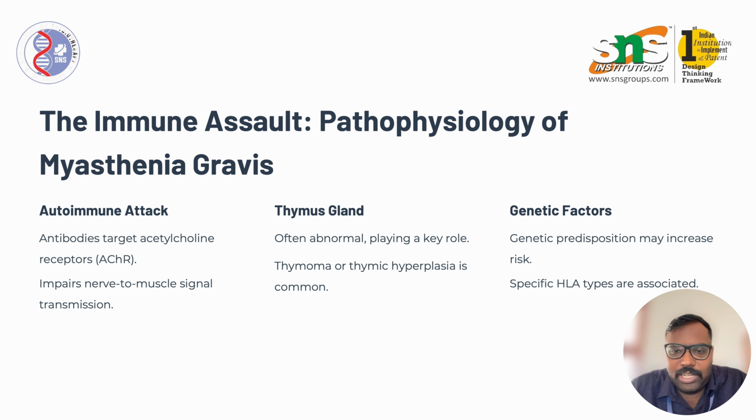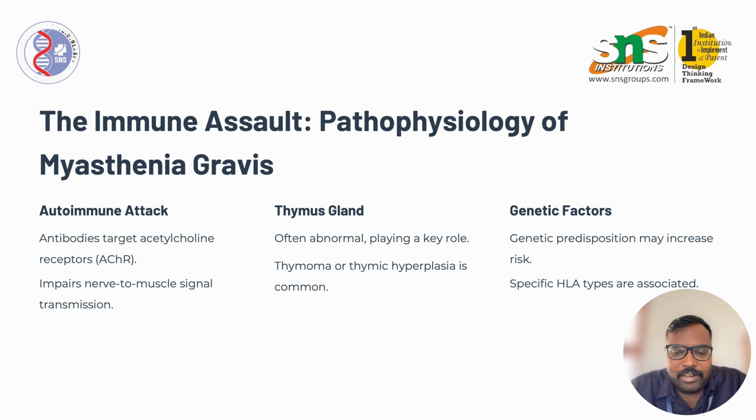Now, the immune assault, that is the pathophysiology of myasthenia gravis. So, how is this going in the pathophysiology? The antibodies target AChR, that is the acetylcholine receptors, which impairs nerve to muscle signal transmission. Usually, a nerve will be supplying the muscle, and from that, the motor and the sensory signals will be acting around. So, what is happening in myasthenia gravis? The nerve transmission from nerve to muscle will be getting damaged.